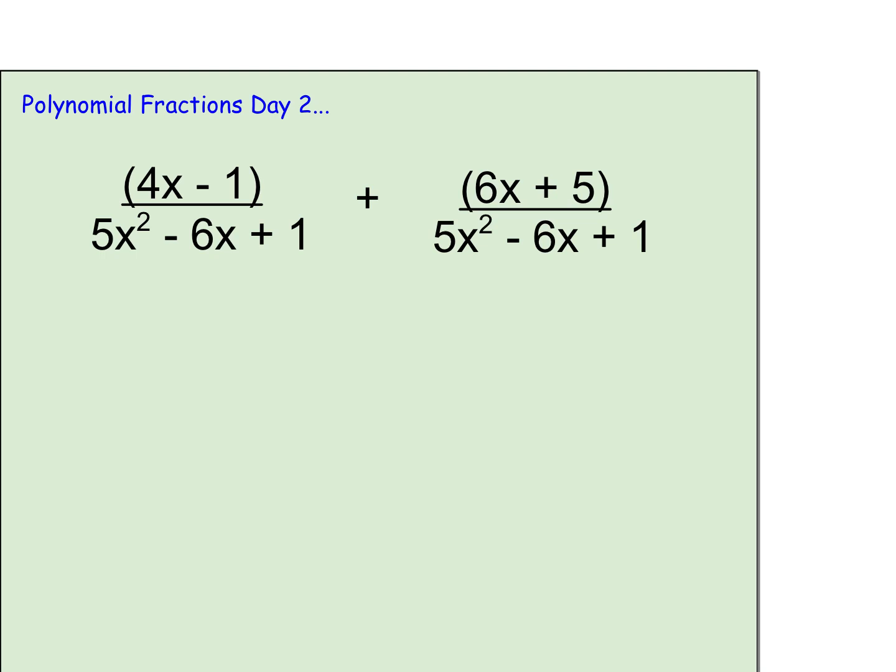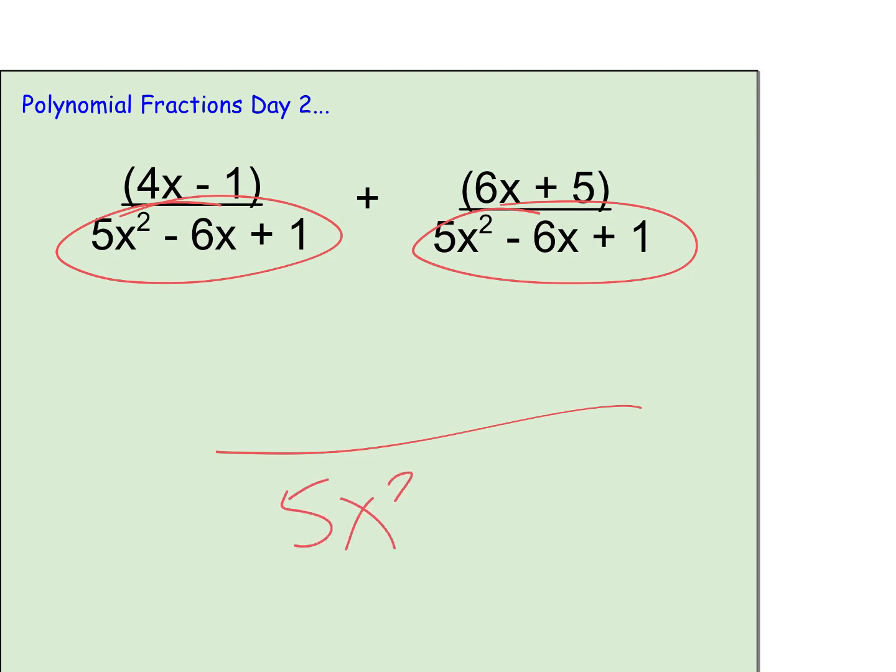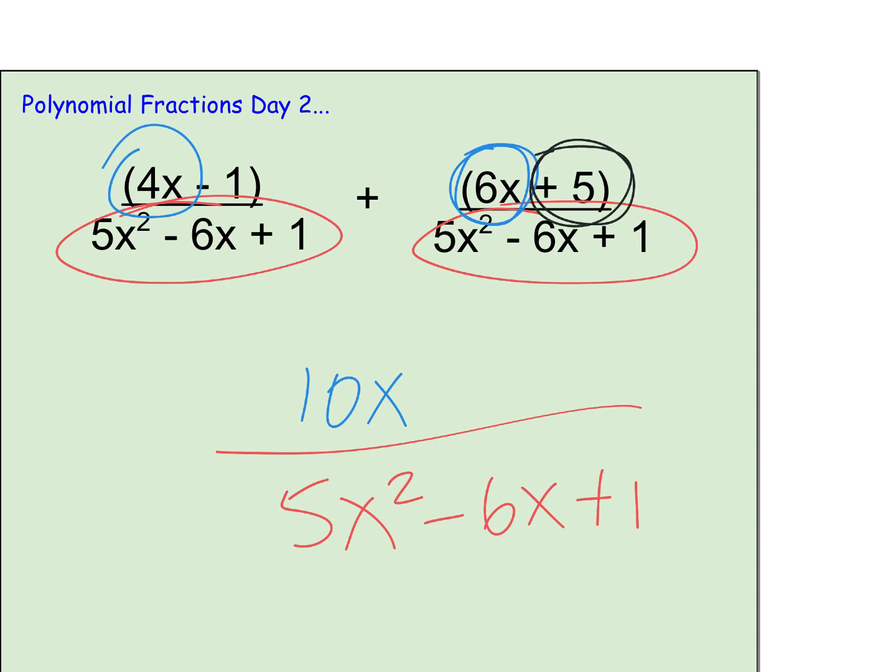Jack, do you feel like they need to be multiplied by anything to get a common denominator? Nope. They have a common denominator. So this is really pretty simple. We know the denominator is 5x squared minus 6x plus 1. Then, Lily, what's the top going to be? Would it be 10x plus 4? 6x and 4x makes 10x. Positive 5, negative 1, plus 4.